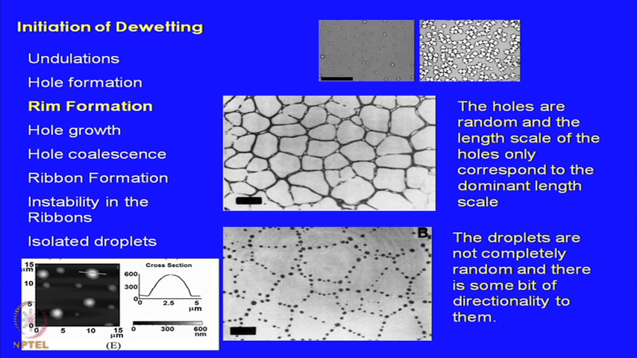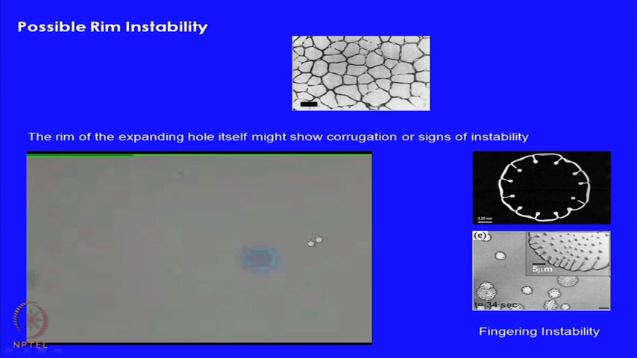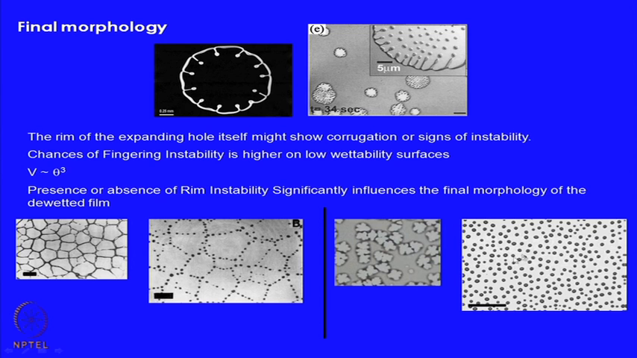Finally, the hole growth can have two distinct regimes or mechanisms. One of them is a neat retraction of the three-phase contact line, eventually leading to the coalescence of the adjacent holes, after which these polymer ribbons break down into isolated droplets, resulting in a final morphology like this. In contrast, one can also have a rim instability, where the contact line of the growing hole, or the rim itself, becomes unstable and leaves behind drops like this, and eventually one ends up with completely random structures.